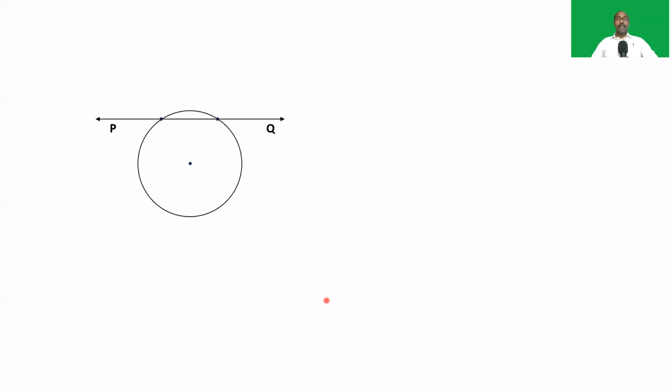And let us see when a secant becomes a tangent to the circle. So here PQ is intersecting the circle in two distinct points. Now let us see how this secant becomes a tangent. If the two intersection points coincide, then the secant becomes a tangent. Okay, students.